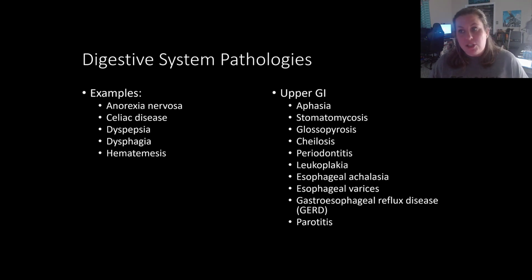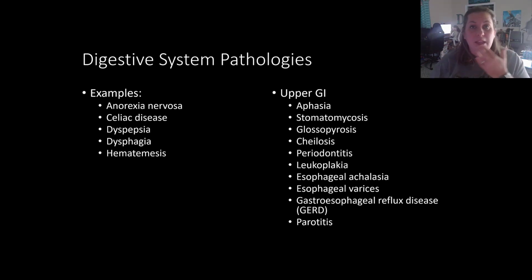Now, if we look at the upper GI tract, there's some other ones that we would see, like aphasia, which is an issue with speaking. And so that's going to be not being able to control your tongue, as well as part of maybe your respiratory system. And a lot of times that's going to be more of a neurological issue, but we do see that that could be part of it. Stomatomycosis is a fungal infection in the mouth. A lot of times this is the culprit of thrush, or a type of yeast infection that takes place in the mouth. Glossopyrosis, which is kind of a burning of the mouth or the tongue.